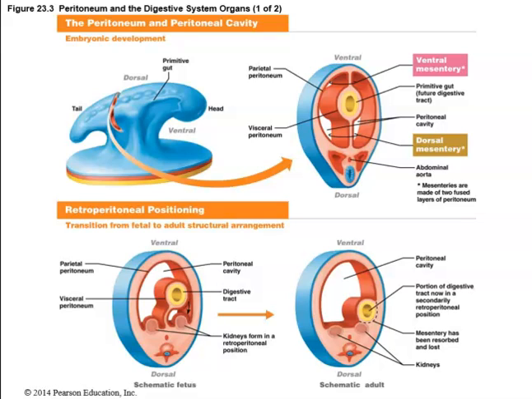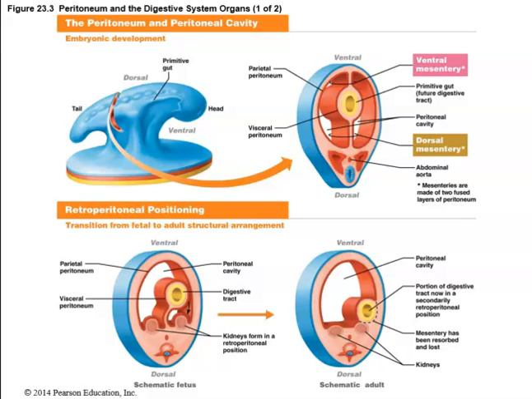The primitive gut is developed through folding of the embryo during week 4 of development. So here is the primitive gut. Digestive system organs develop from the primitive gut. They are covered externally by visceral peritoneum. So again, think of peritoneum as that double-walled sac, just like the pleura of the lungs or the pericardium of the heart. So the peritoneum is the covering of the digestive system organs.